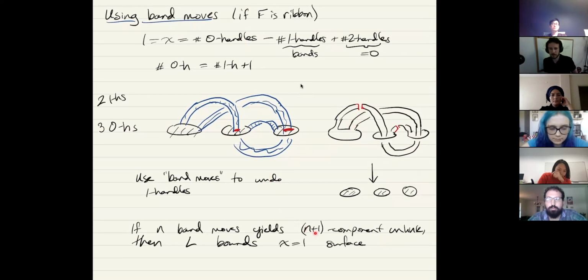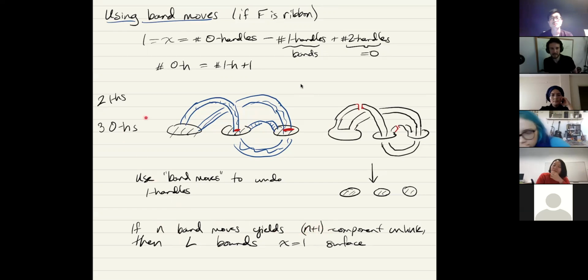And again, it was crucial here that if I do n band moves, I need an n plus one component unlink. And that's because, again, if I want this to be an Euler characteristic one surface, then the number of zero handles and the number of one handles have to differ by one. That's why I have that. So this is the thing that you can use to show something is chi-slice.